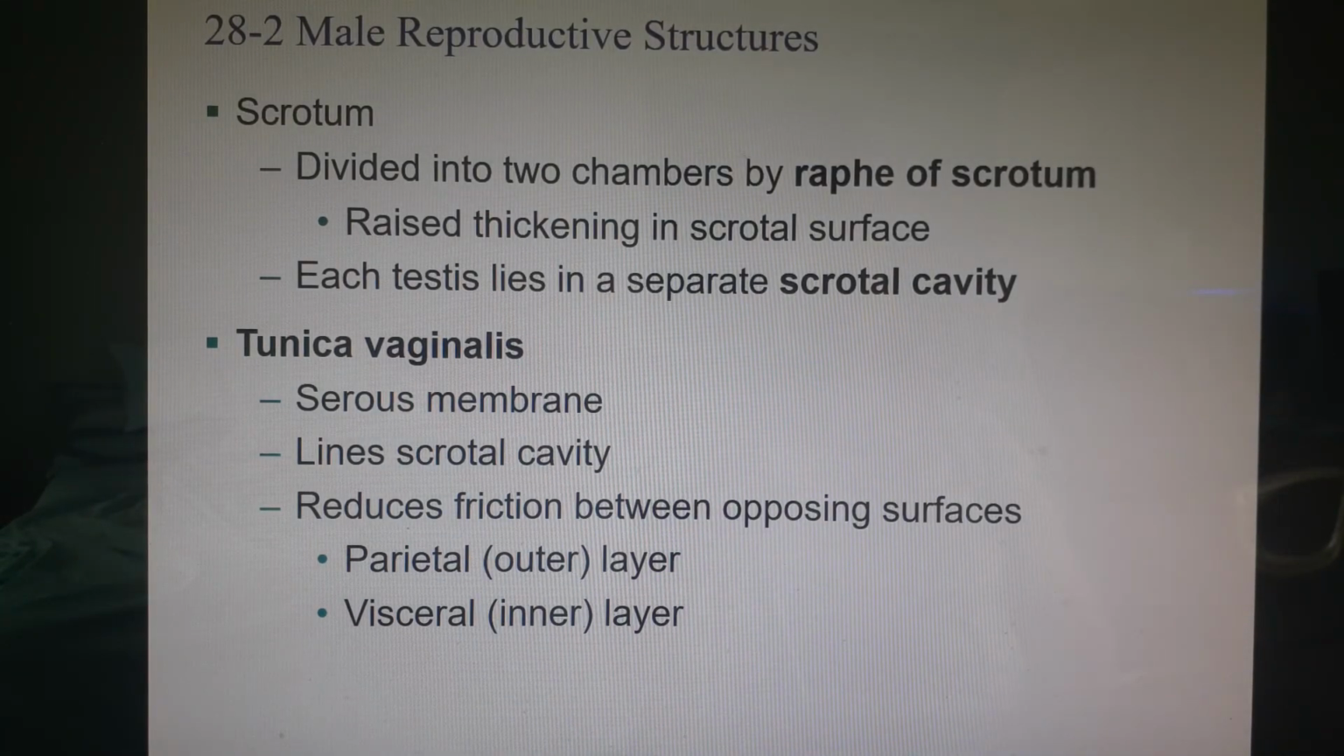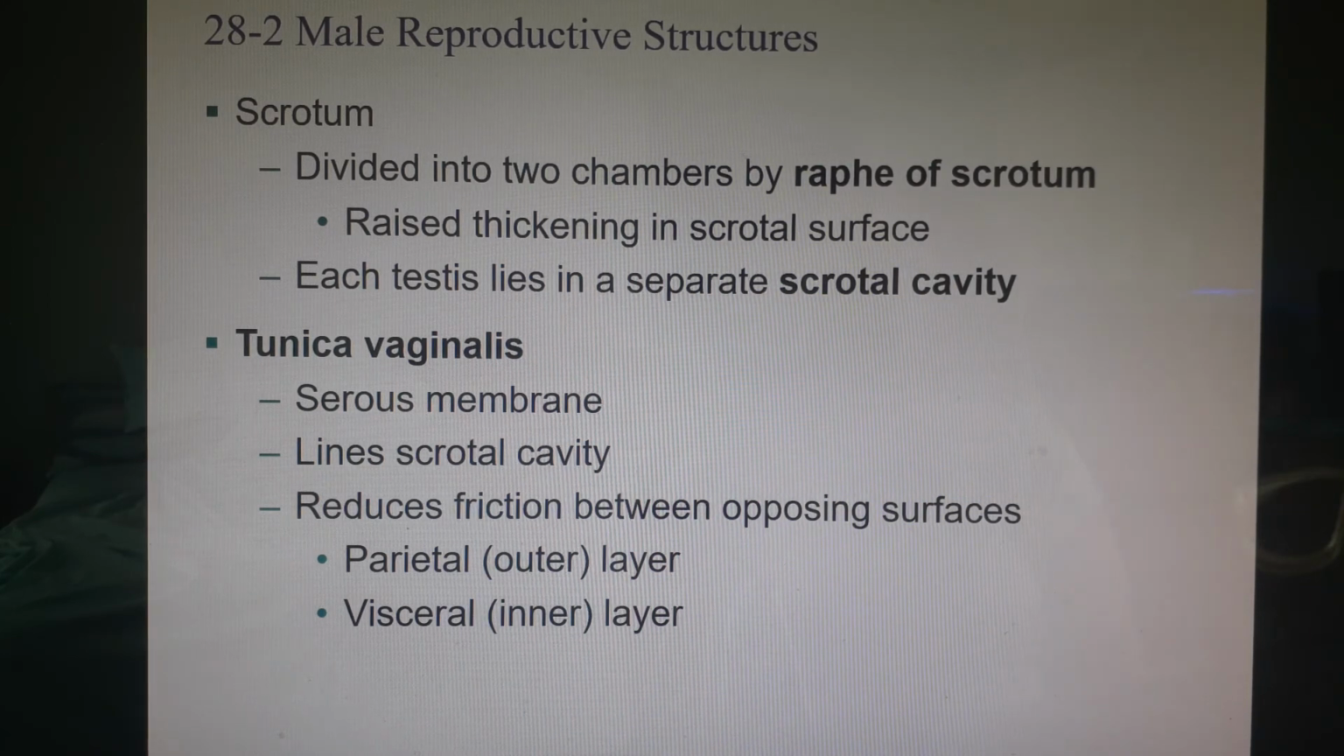Now, inside the scrotum, it's one pouch, but it has a divider down the middle. That separates the two testes from each other, and that divider is called the raphe of the scrotum. That gives each of the two testes a little scrotal cavity to rest in. Now we have a serous membrane called the tunica vaginalis. I know it's weird to see the word vagina in the testes, isn't it? Tunica vaginalis is the lining of the scrotal cavity, and its main job is to reduce friction. So it has a parietal layer and a visceral layer.